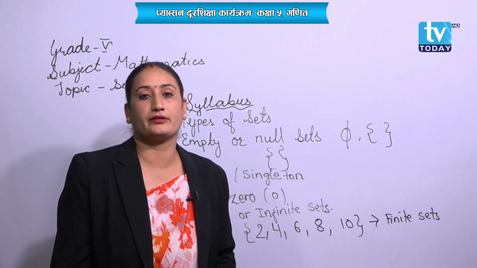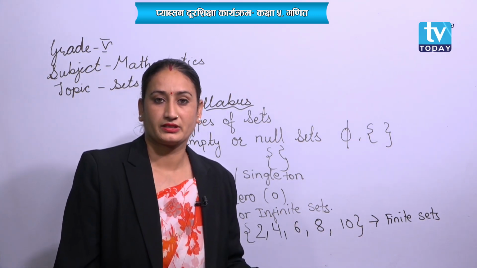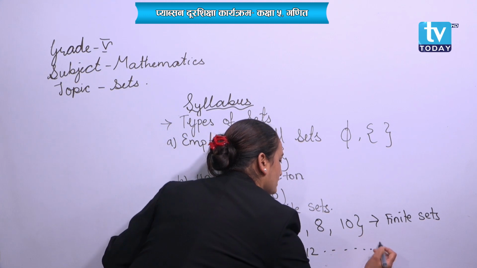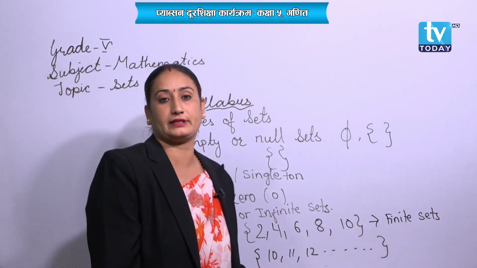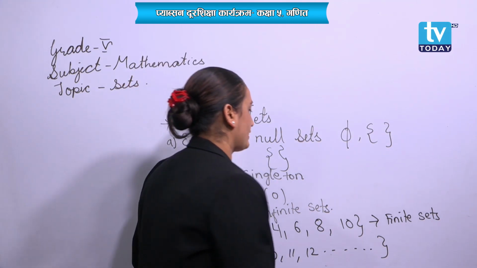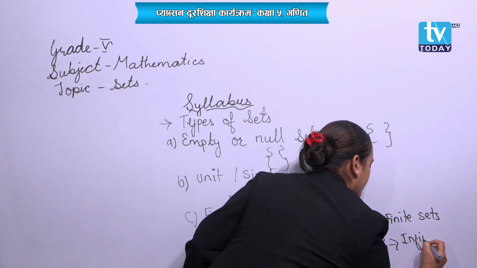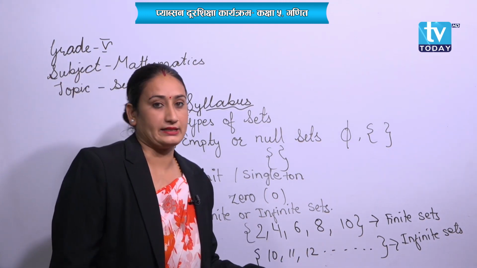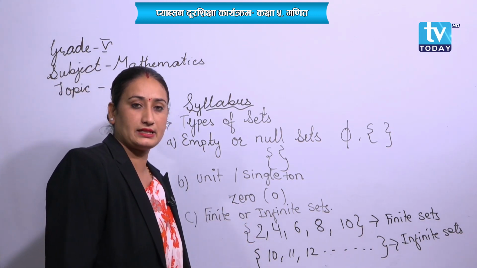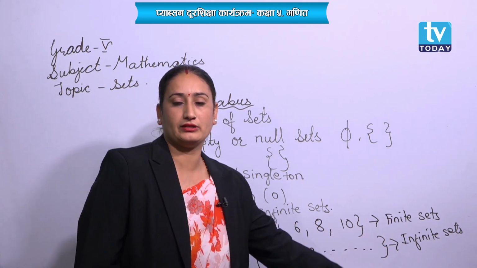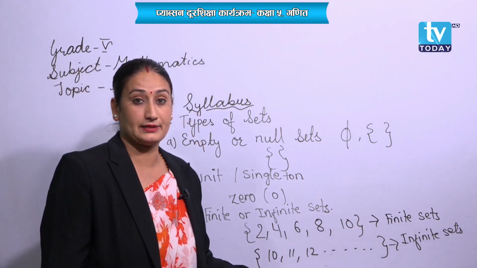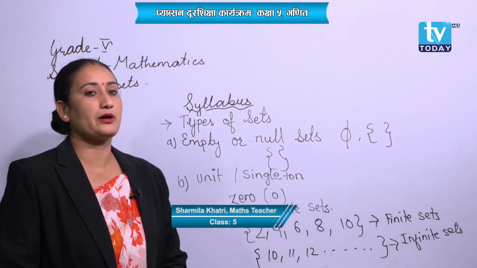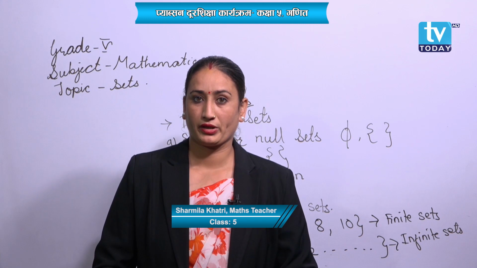Okay, can you write the numbers more than 10? Can you count the numbers more than 10? Count it: 10, 11, 12, dot, dot, dot. There are so many numbers which come after 10. So, we call it an infinite set. The sets whose members can be counted are called finite sets. The sets whose members are uncountable, we call them infinite sets. Do you have any confusion on it? Students, I hope you can solve this type of problem from your exercise book, right?